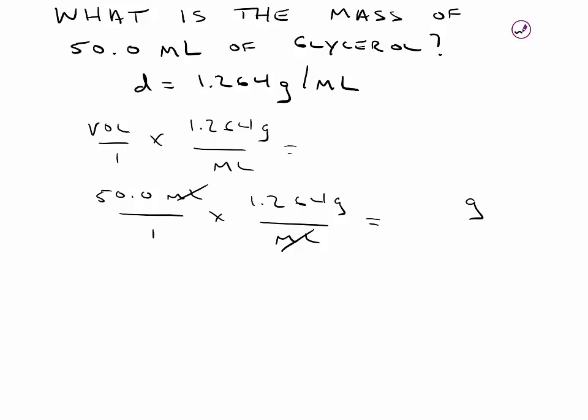Doing the math across the numerator, I get 63.2 grams. The only unit left in the numerator being grams. So again, starting with a volume unit, use the density as written, allow the milliliters to cancel, and you will get your mass units. Let's take a look at another example.